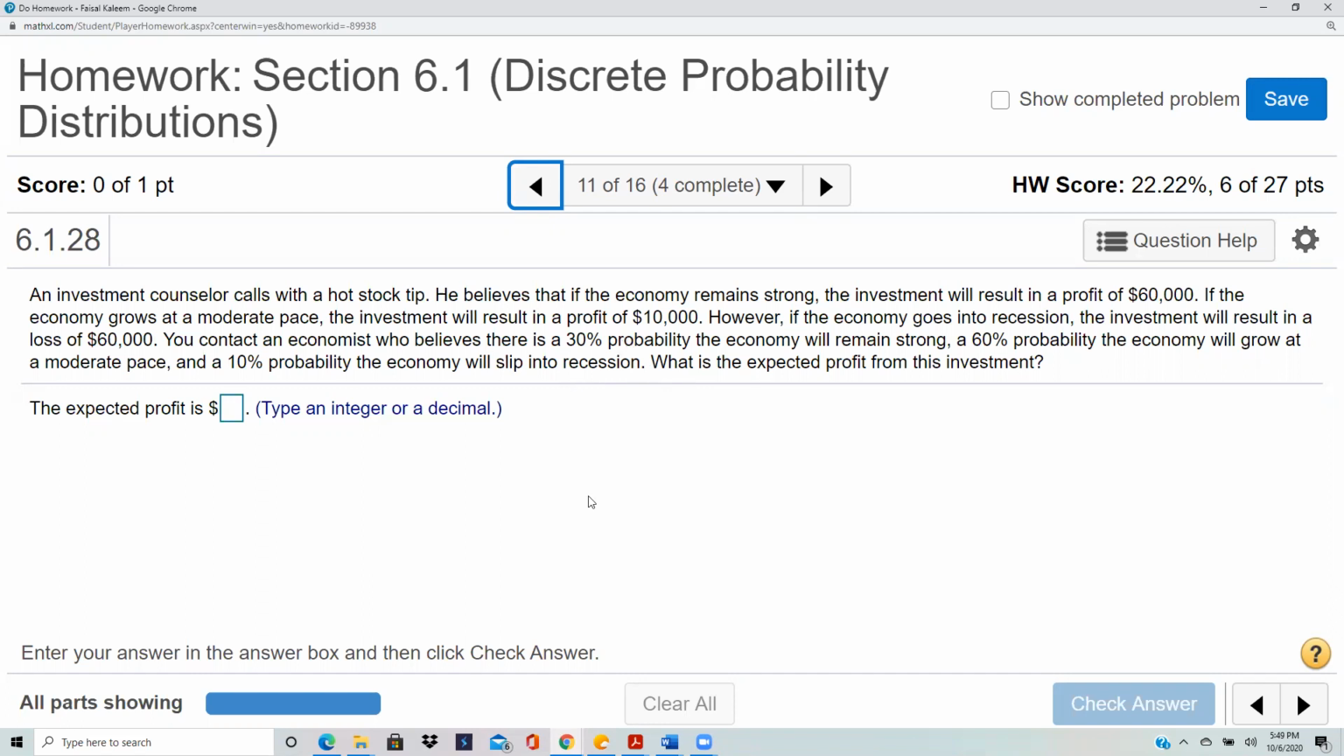First, let me show you how you do it without StatCrunch, because with so few values, it's actually shorter to do it without StatCrunch. So let's look at that way first.